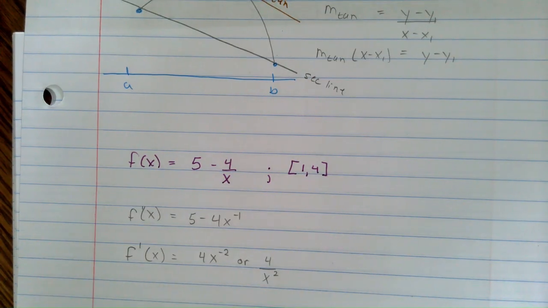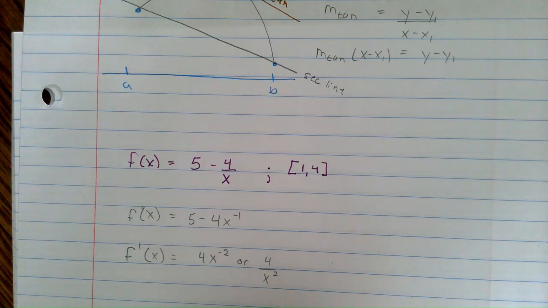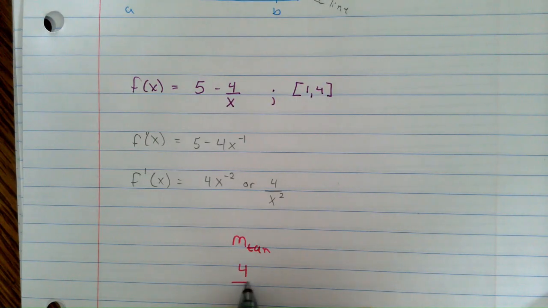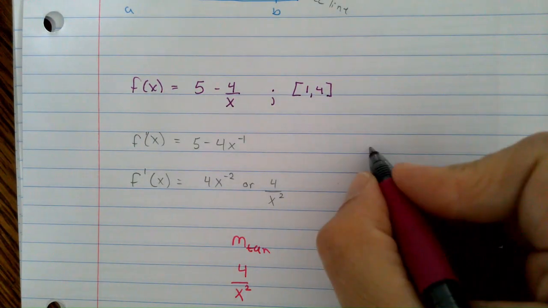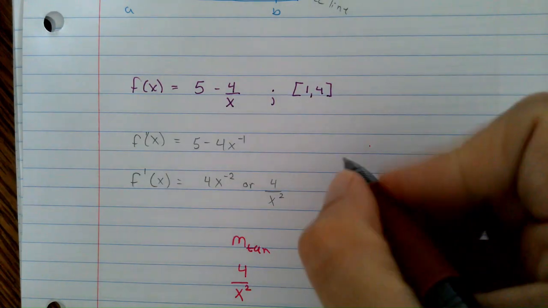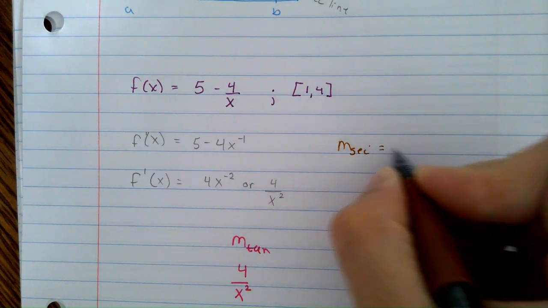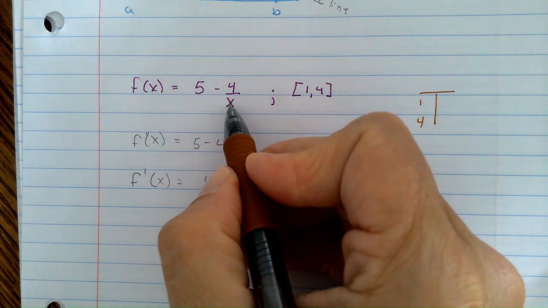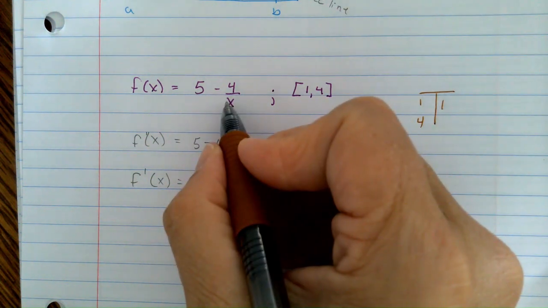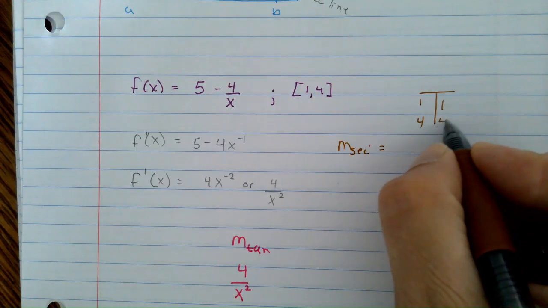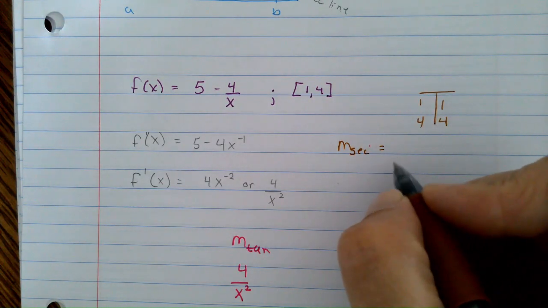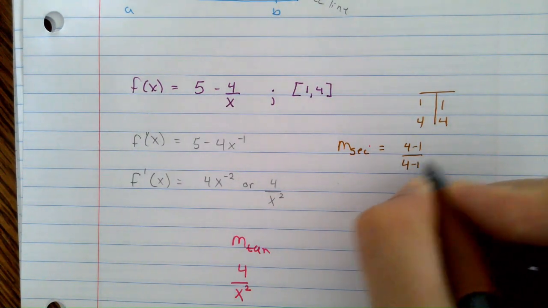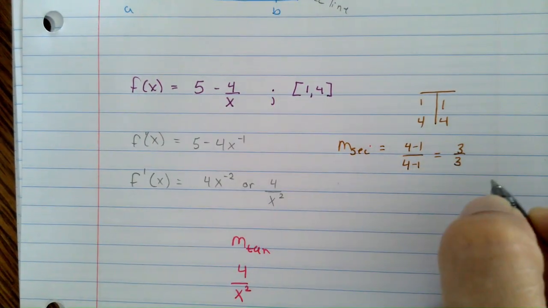Okay, now the secant slope. So the slope of the tangent line, that's at 4 over x squared, right? Let's get that slope of the secant line. Okay, first of all, I need ordered pairs. If I substitute in 1, 5 minus 4 is 1. If I substitute in 4, 5 minus 1 is 4. Looks like the slope of the secant line is just 1, because 4 minus 1 over 4 minus 1 is 3 over 3, which is 1.